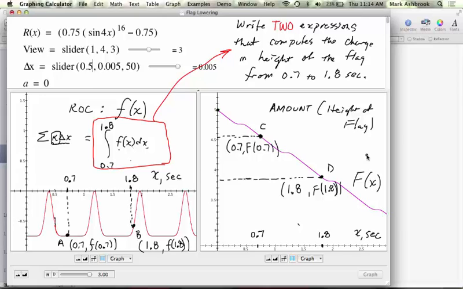Okay, but back to this side. Over here, we got F of 1.8, the final height of the flag, minus the initial. That's how you find the change in a quantity: final minus initial.